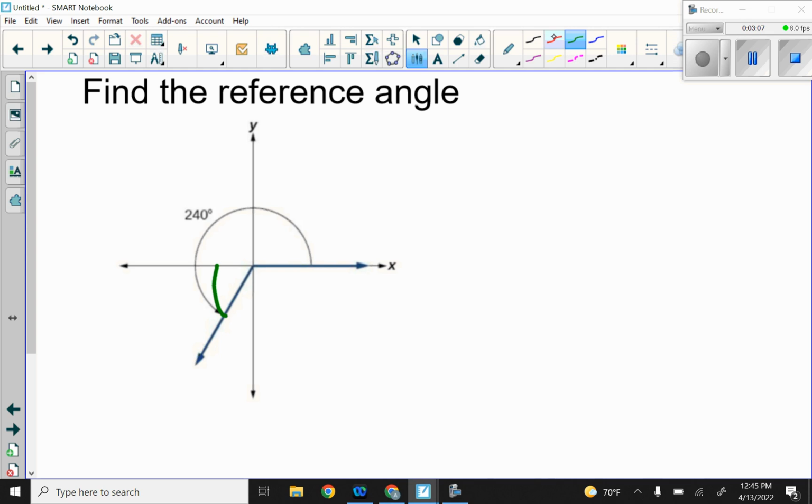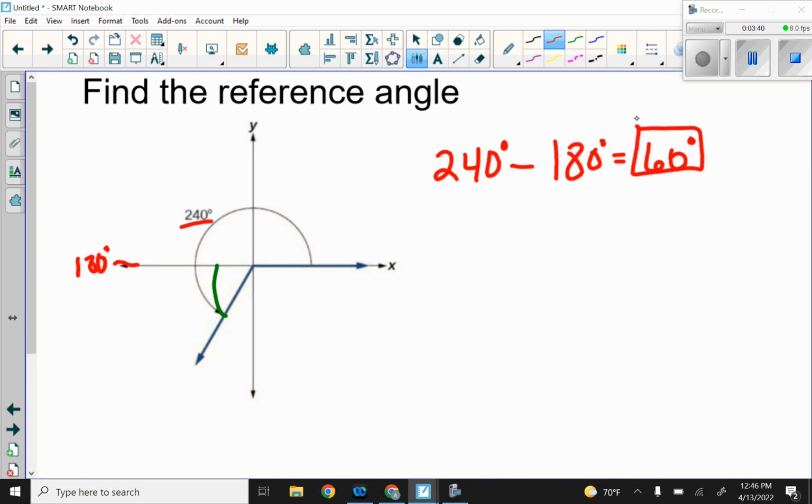We take the angle that we started with, which is 240 degrees, and we subtract 180 degrees. The reason I'm subtracting 180 is because right here, that is 180 degrees. So we're finding the difference there. And when we do that, we should get 60 degrees. And that is our reference angle.